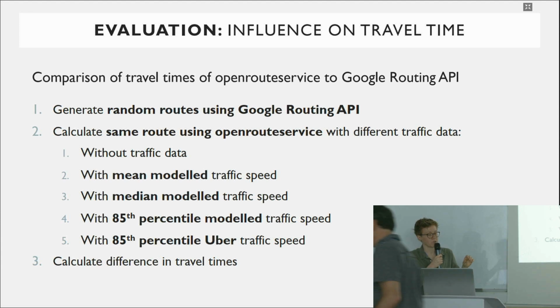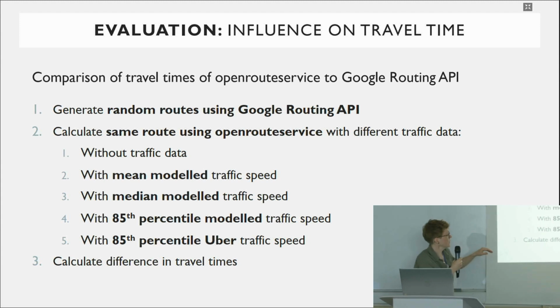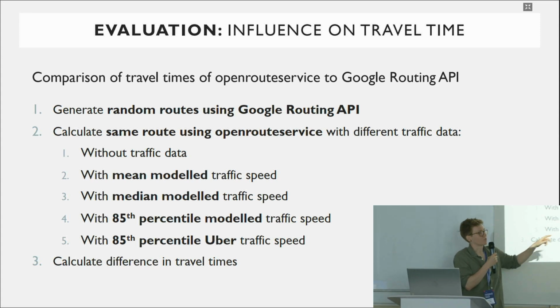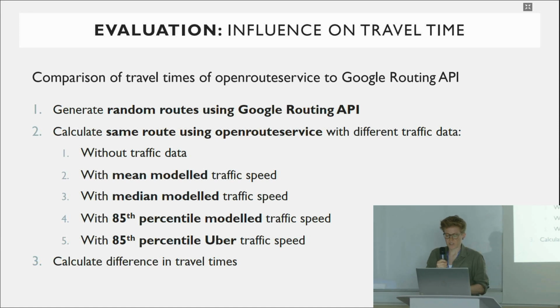And there we used different versions of OpenRouteService. For example, we took the original one without any traffic data. Then we used different modeled traffic speeds, so the mean modeled speed, the median, the 85th percentile. And then we also used the Uber raw data, so not using any machine learning, just the raw data that you already get from Uber. And then we calculated differences in travel time and looked at whether they are increasing or decreasing.